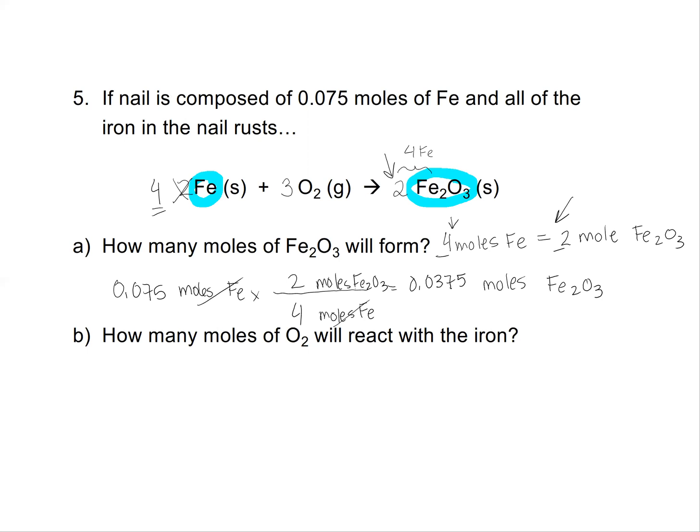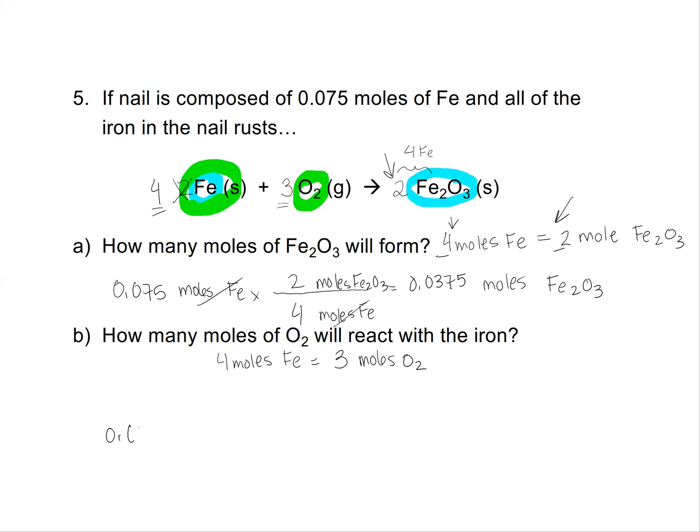Now, in this next one, we want to know how many moles of oxygen are going to actually participate in this reaction. So now I want to convert to oxygen from my iron. I could also do it from the iron oxide too, but let's just stick with this. So I'll build a new conversion factor using my coefficients. 4 moles of iron, because my coefficient in front of iron is 4, will be equal to that coefficient of 3 in front of the oxygen, 3 moles of oxygen.